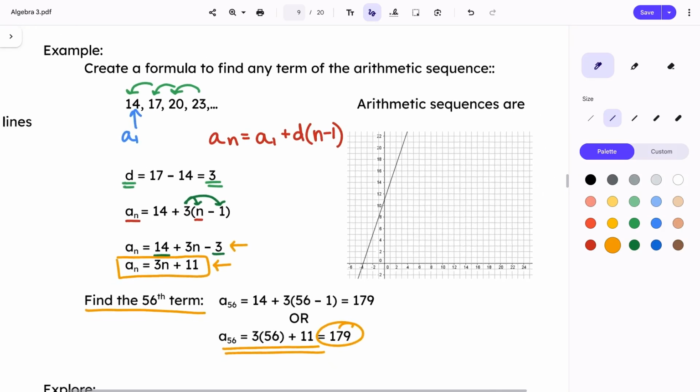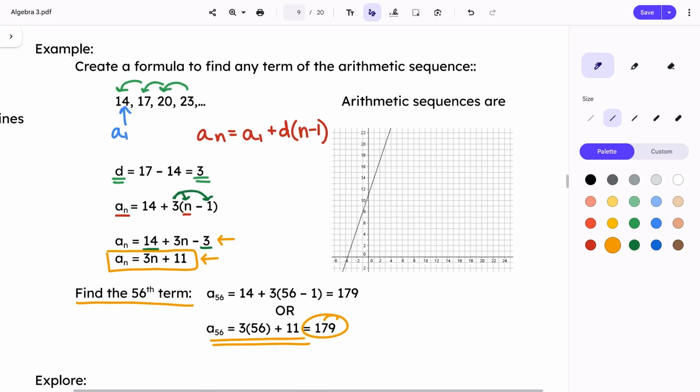And then I just talked about this a little bit ago, but this is showing you that arithmetic sequences are linear. They form a straight line because you're just going up the same amount. So it would have a constant slope. It would have a constant increase or decrease.